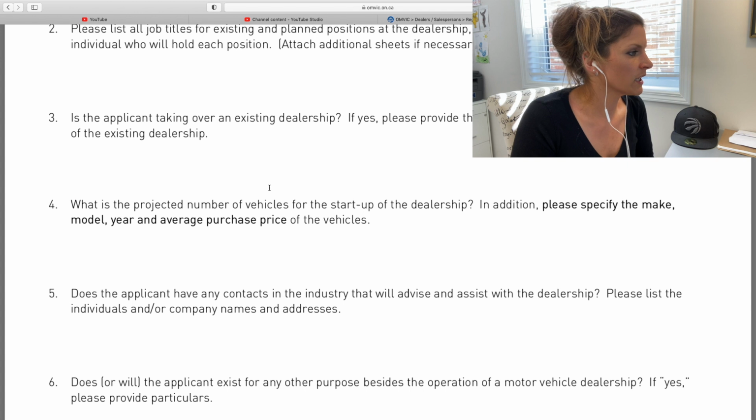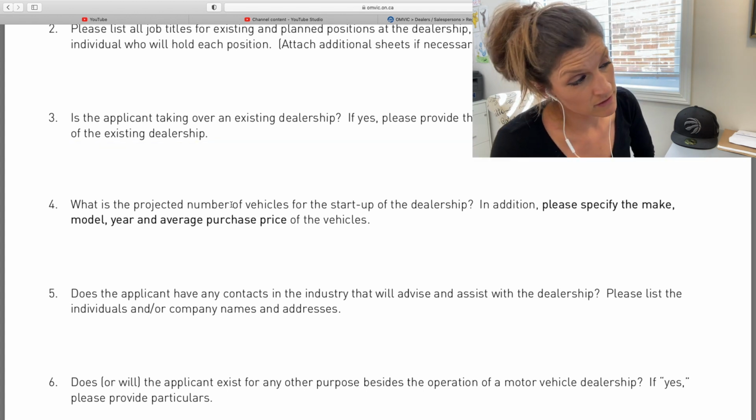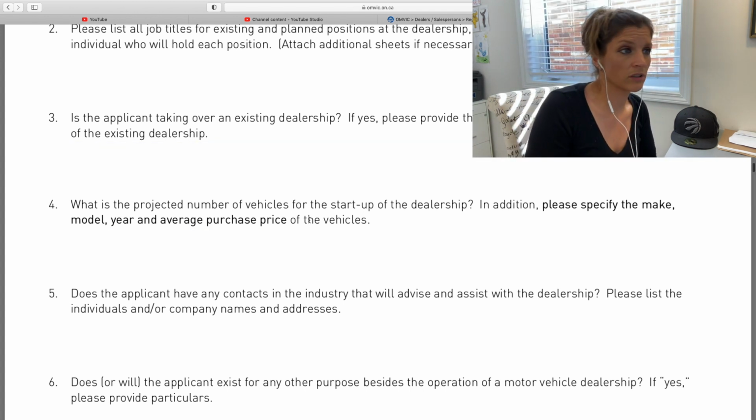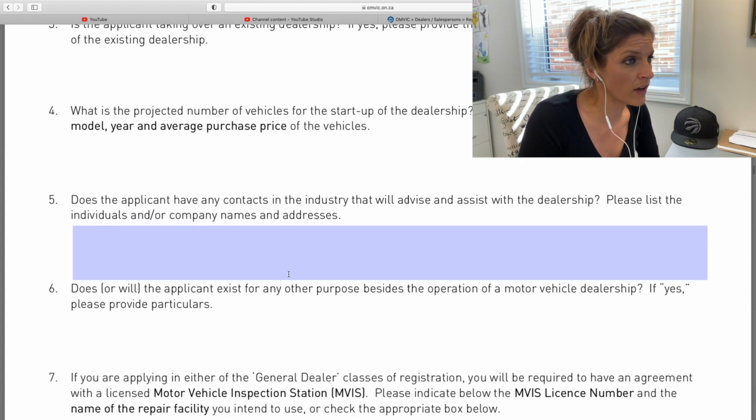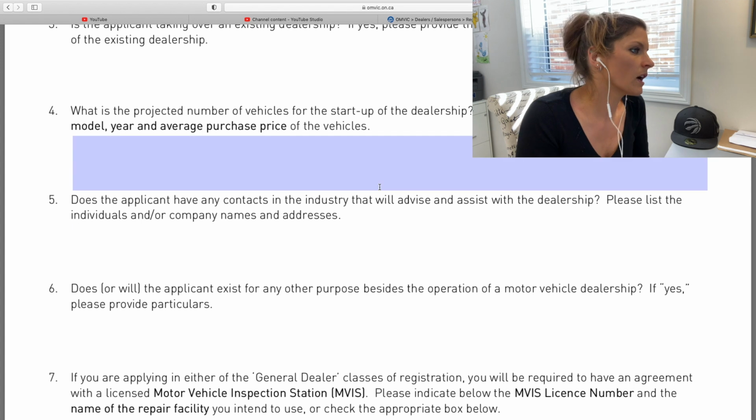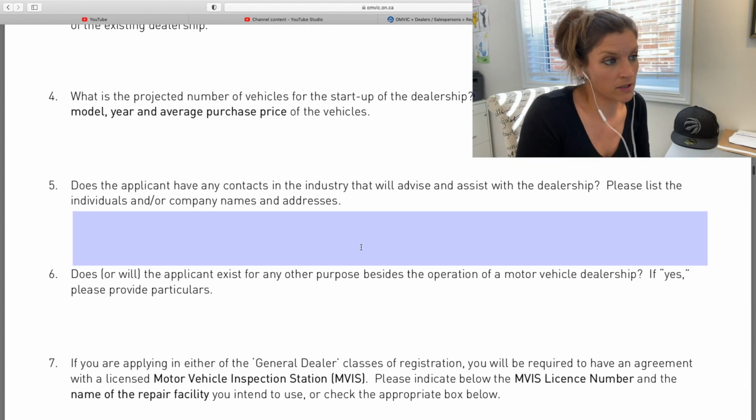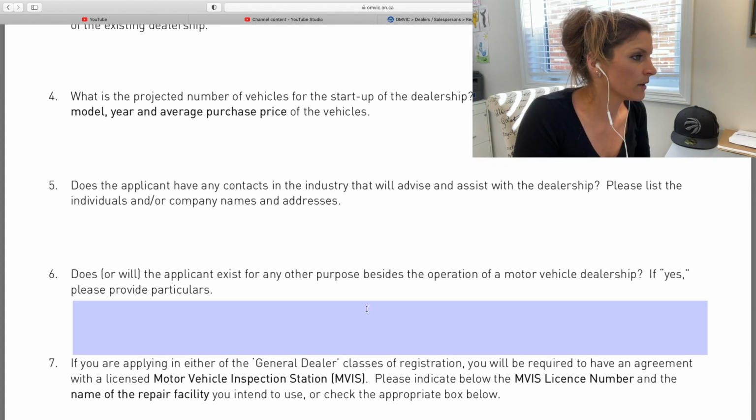But are you thinking of selling really old cars, 10-year-old cars, or are you thinking of selling 3-year-old cars? You have to have sort of an idea of where to start. Does the applicant have any contacts in the industry that will advise and assist with the dealership? I mean, you don't have to. You could say no, and that's fine.